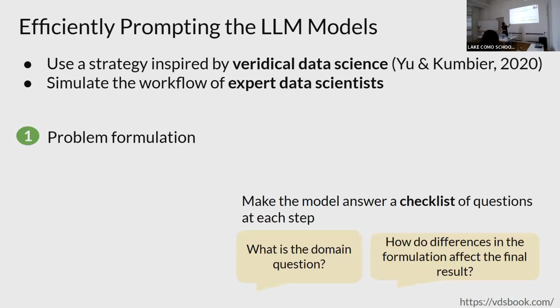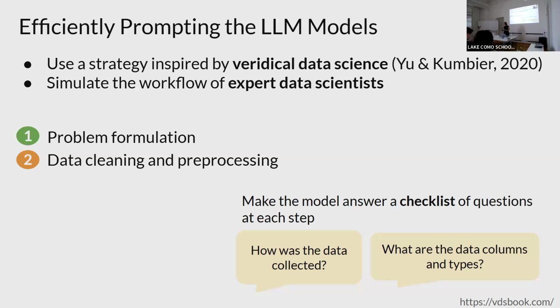For example, in one of the 6 different steps, we let the language model formulate the question after checking through what the domain question is, how differences in the formulation affect the final result, and so on. It should also do some data cleaning and pre-processing for us, such as when we have a data set with many missing values. And then there's a decision of, should we remove that column or should we fill in missing values? So we also let it reflect on a bunch of pros and cons of removing it or just putting some average value there.